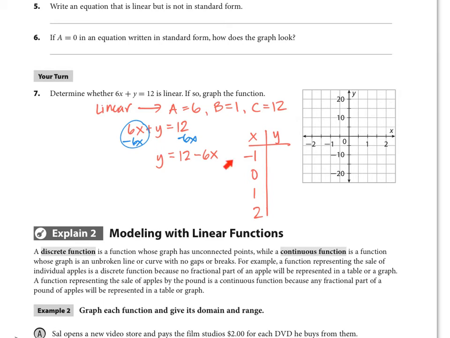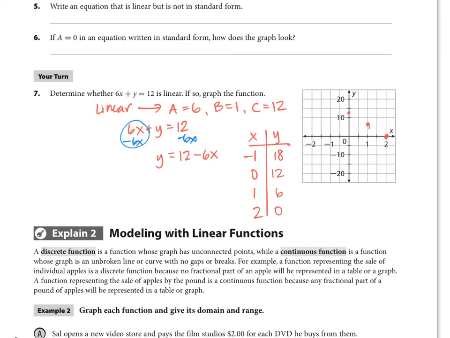So let's do this mentally. -1: I got -1 times 6 is -6. 12 minus -6 is like saying 12 plus 6, which is 18. If x is 0, I'm going to end up with 12. If x is 1, I'm going to get 6. And if x is 2, I'm going to get 0. So let's plot this. I'm going to go backwards here. So 2, 0 is right there. 1, 6 is right about there. 0, 12.